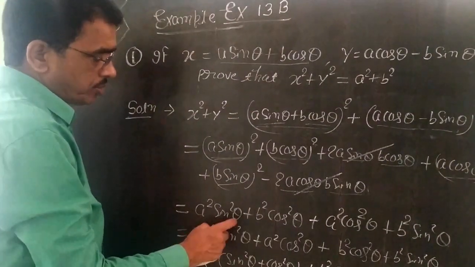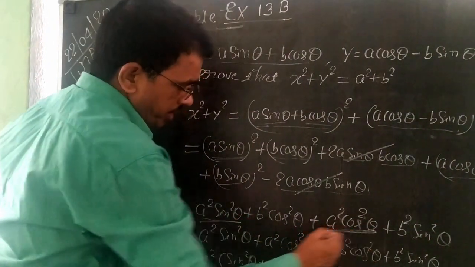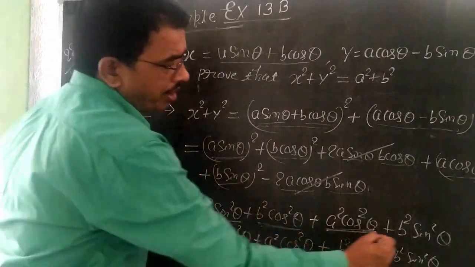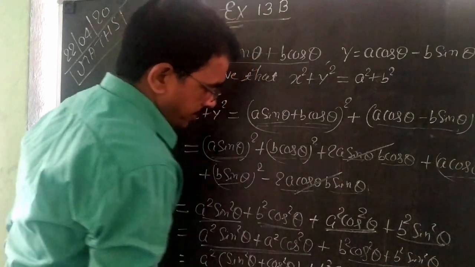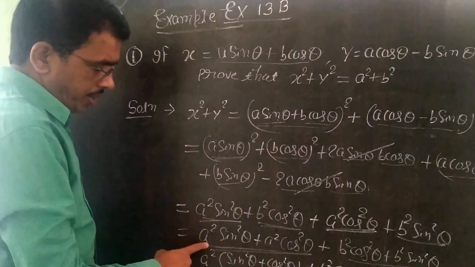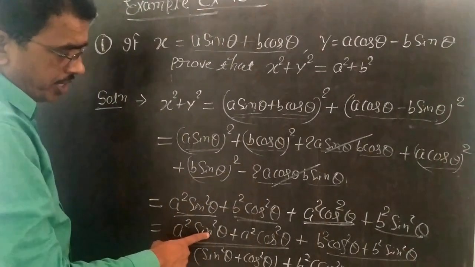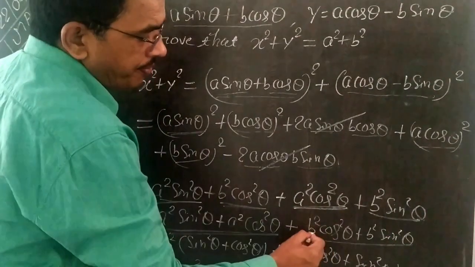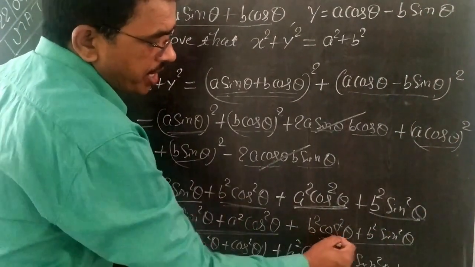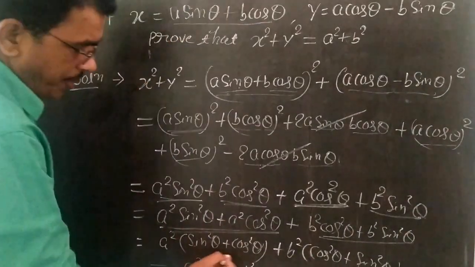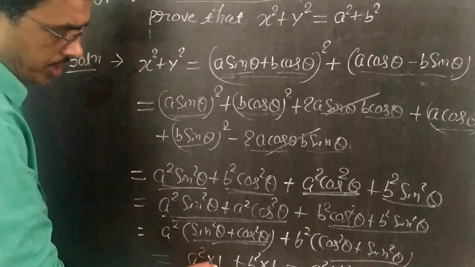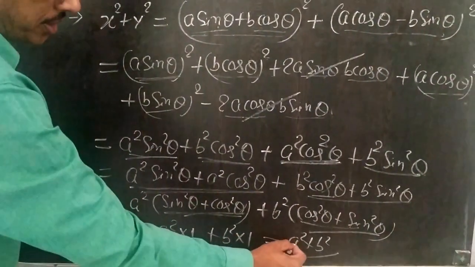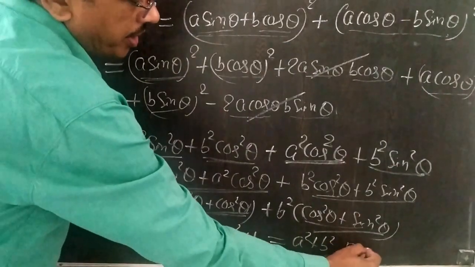Now a square sin square theta and a square cos square theta, right, in one place. Another is b square cos square theta and b square sin square theta, in the other place. Now you can take common a square, so you write common a square, then in brackets sin square plus cos square. Similarly, in the other two terms, common is b square, so remain cos square plus sin square. The first identity: sin square plus cos square is 1, plus b square, it is also 1. Then LHS equals a square plus b square, which is RHS, and that is proved.